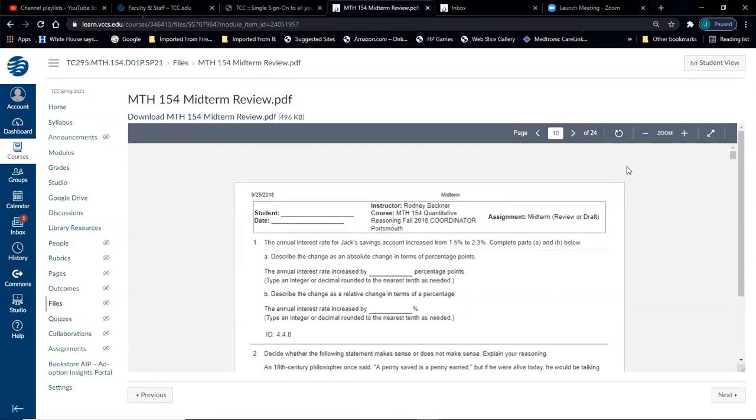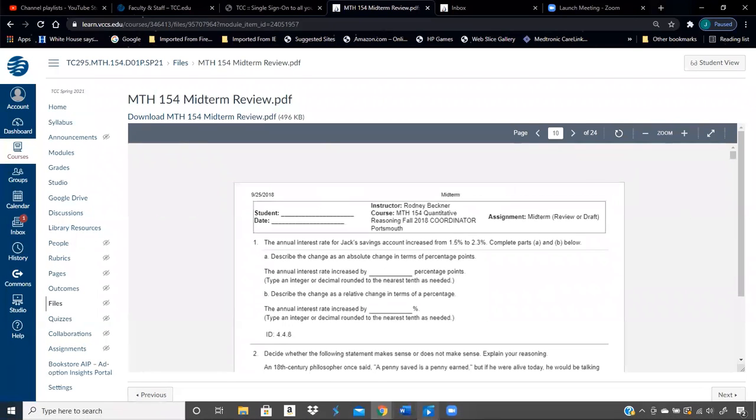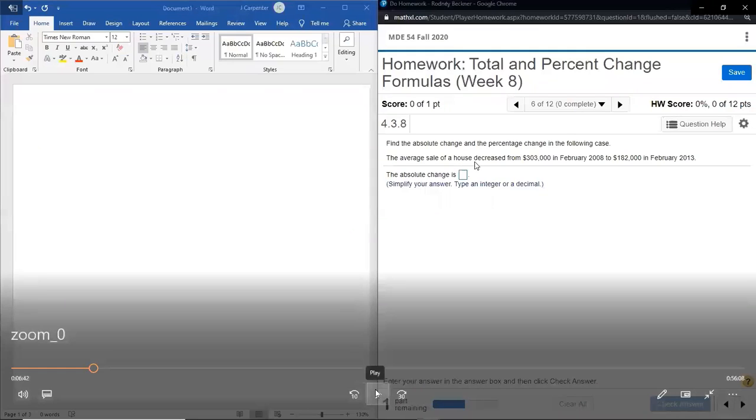And yeah, so today what we're going to do, since in the regular lecture we just talked about total change and percent change, we're going to do some of those calculations. And let's not waste any more time. Let's go ahead and get into it.